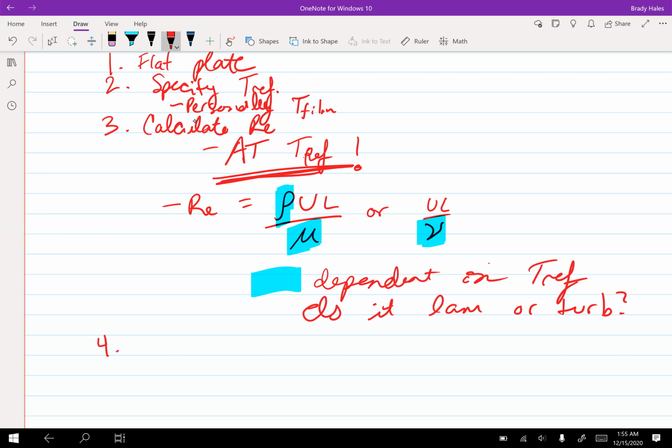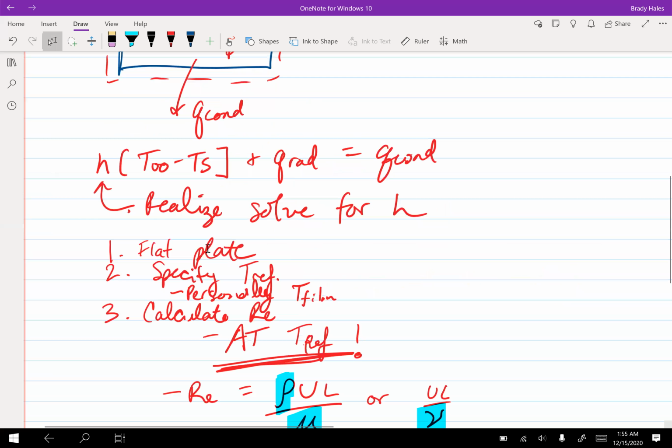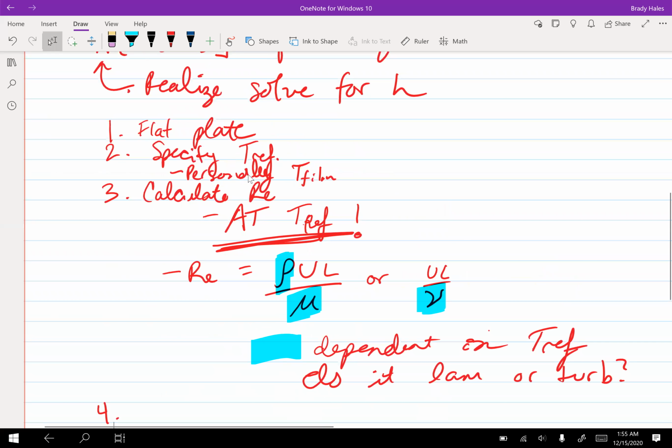So if I come here, so I have a flat plate, I have my reference temperature, right, where the film temperature is often the T surface of the plate plus T infinity divided by 2. Calculate the Reynolds number. That tells me if it's laminar or turbulent. I can now go pick a correlation, right?